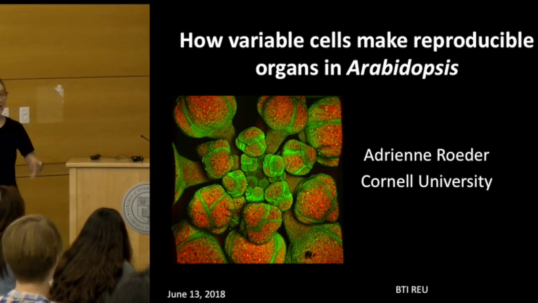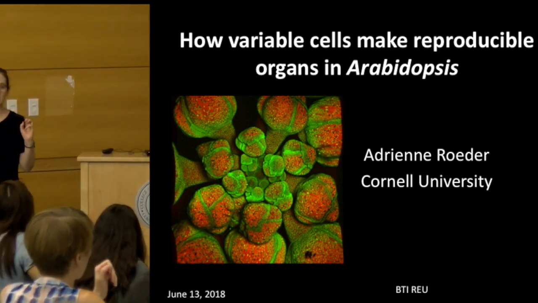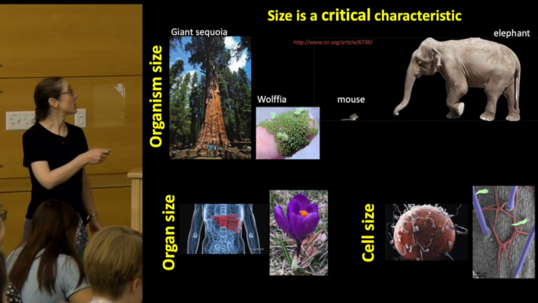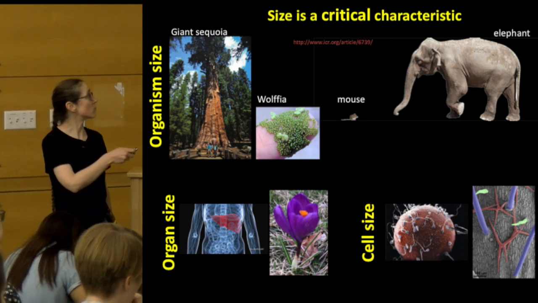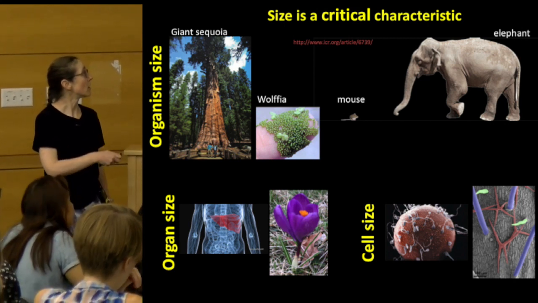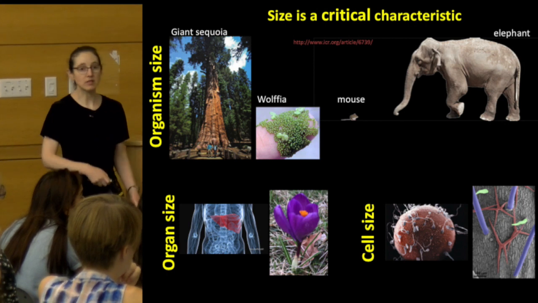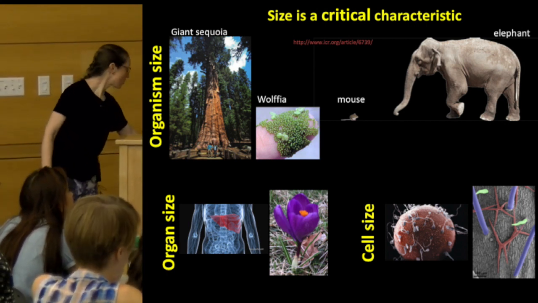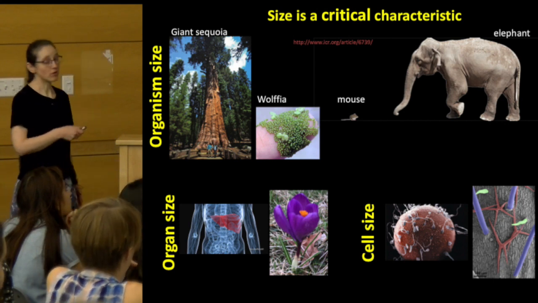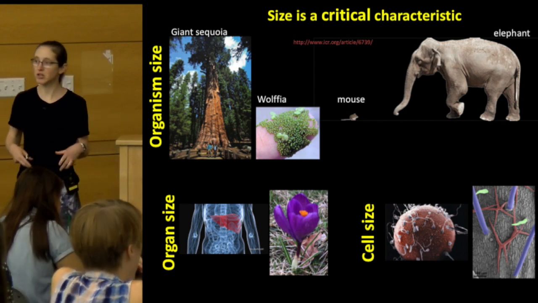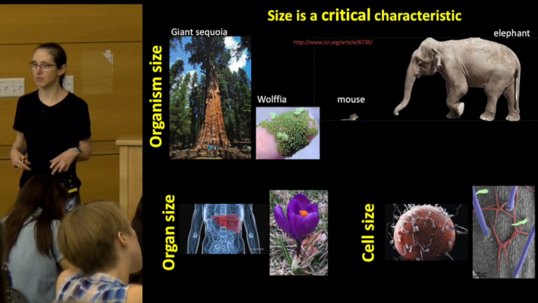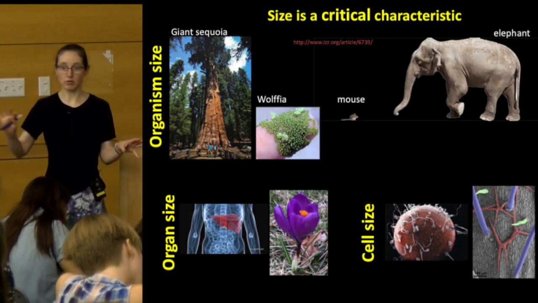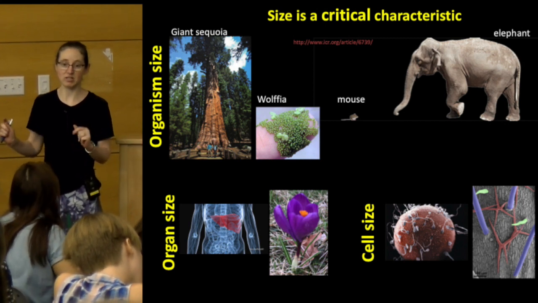Good. So I'm particularly interested in size. And size is critical for everything. You can think about a giant sequoia tree or one of the smallest flowering plants, Wolffia, here on the tip of someone's finger, or an elephant or a mouse, and size is absolutely critical. Size is also critical at the organ level. Your liver is actually scaled to fit the size of your body. And if they do a liver transplant from a smaller person into a larger person, it's going to grow to match the size of that body.